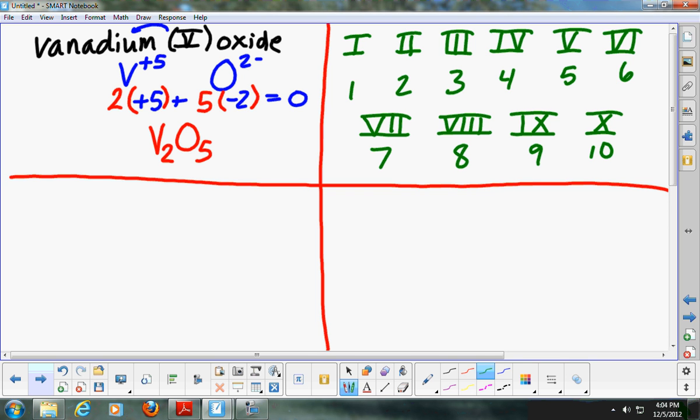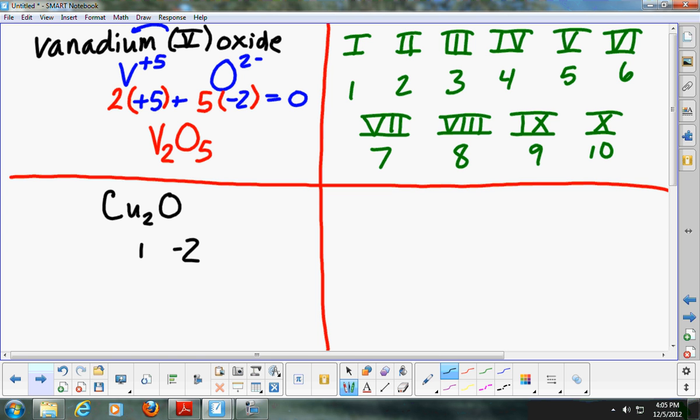Let's take another one. This time we are going to go backwards. We are going to have the formula, but we've got to name it. So let's take the formula Cu2O. We know oxygen is a -2 because it's 2 away from being a noble gas.